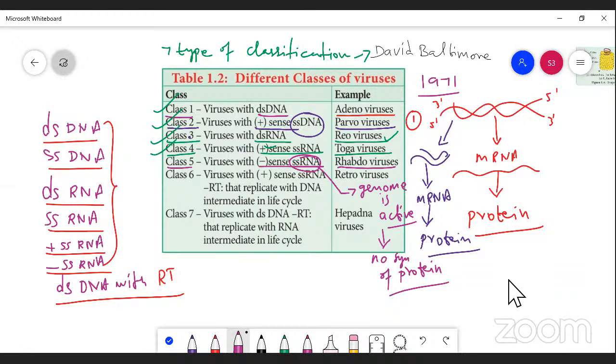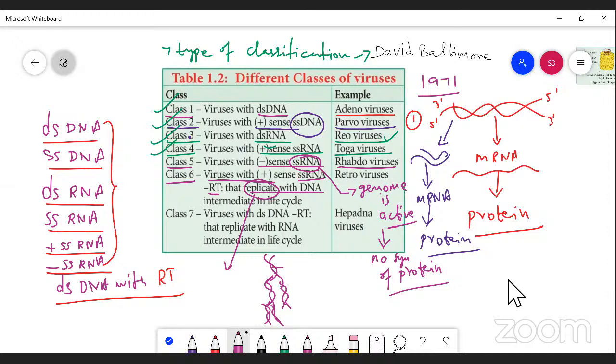That's class 6: viruses with a positive sense single strand of RNA, with reverse transcriptase, which replicates with DNA. Replicate means replication of the genome, so the same types of genomes are produced. For example, a single strand of DNA is produced again in double strand, a double helix structure.